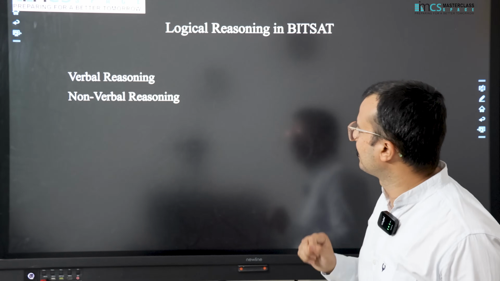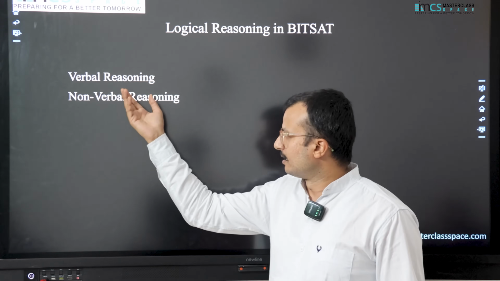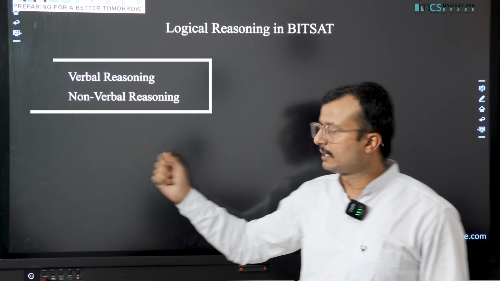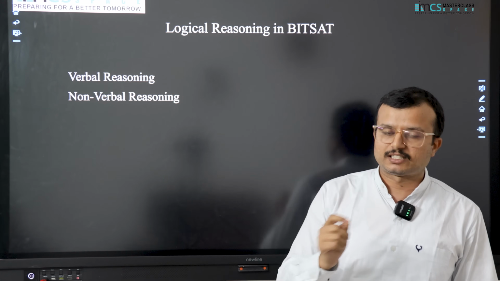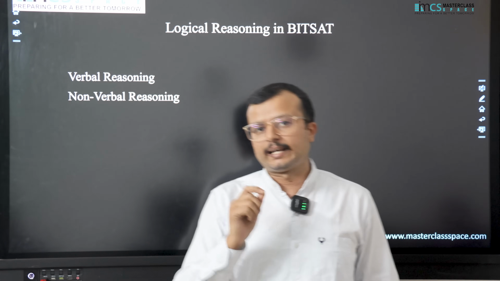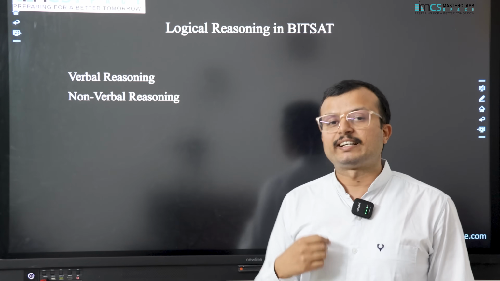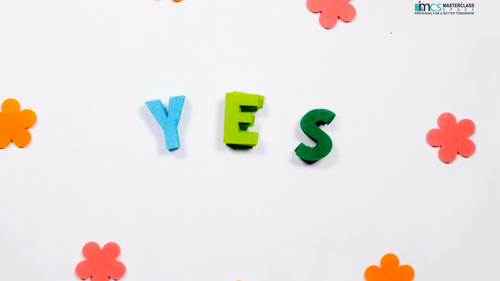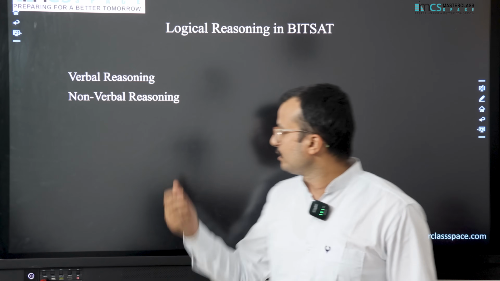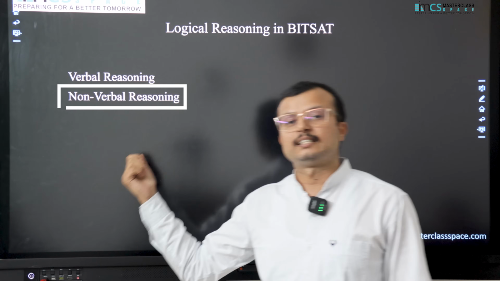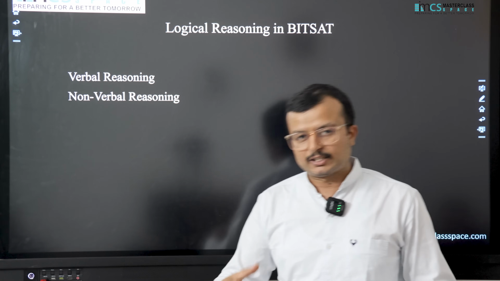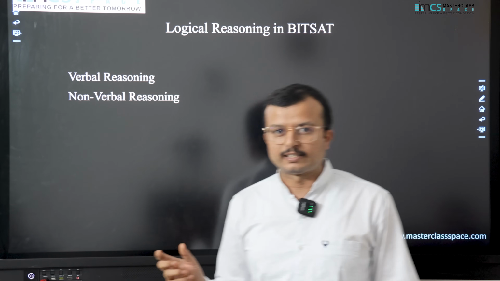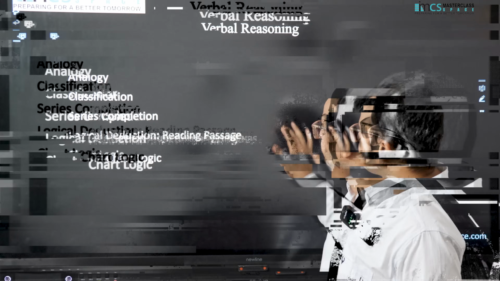BITSAT logical reasoning comprises 2 kinds of reasoning. One is verbal reasoning, the other is non-verbal reasoning. Verbal reasoning means anything which can be conveyed through words, letters, numbers or language. Non-verbal reasoning is reasoning based on patterns and figures. BITSAT has both of them.